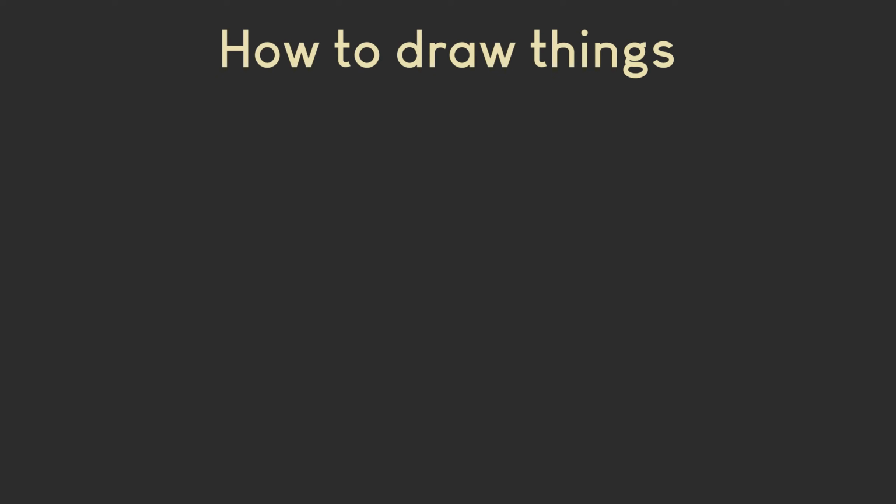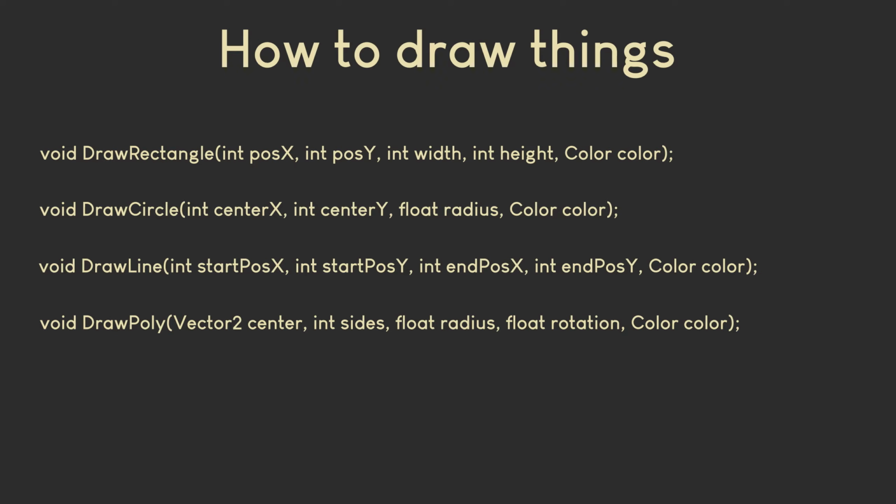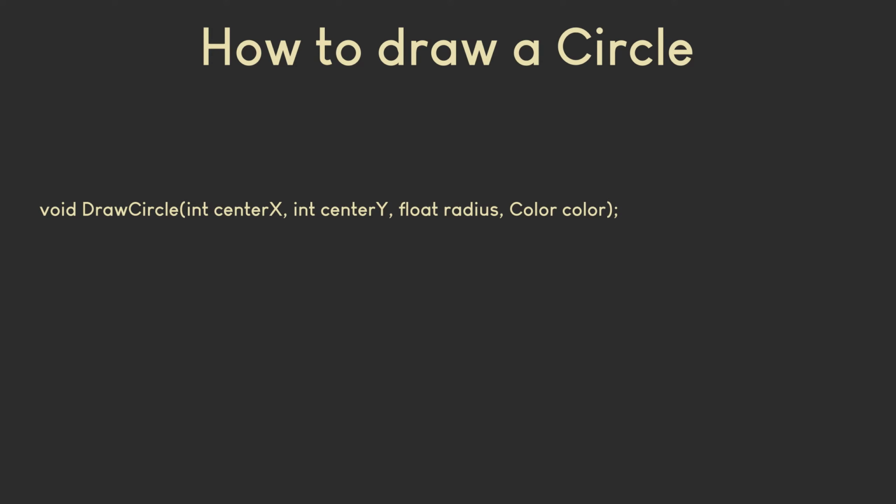First of all, let's see how to draw things on the screen. Raylib offers functions to draw all the basic shapes, rectangles, circles, lines, polygons, etc. Each of these functions take a number of arguments, and in each of them we have to tell the function where we want it to draw the shape on the screen. For example, let's see how to draw a circle. We need to use the DrawCircle function, which takes 4 arguments. The first two are the x position and the y position of the center of the circle. The third one is the radius of the circle in pixels, and the last argument is the color of the circle.